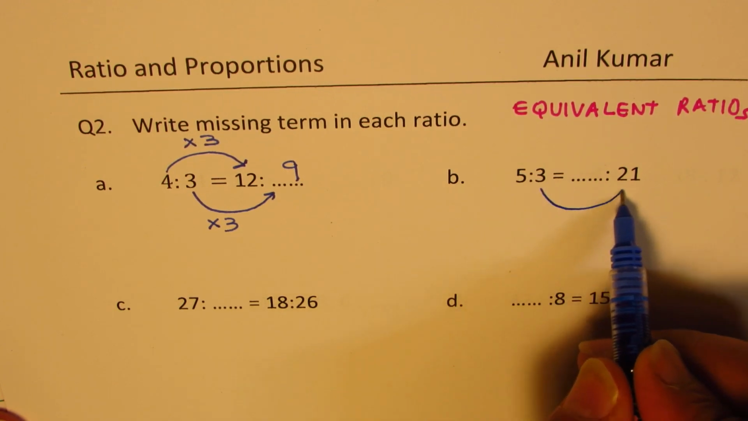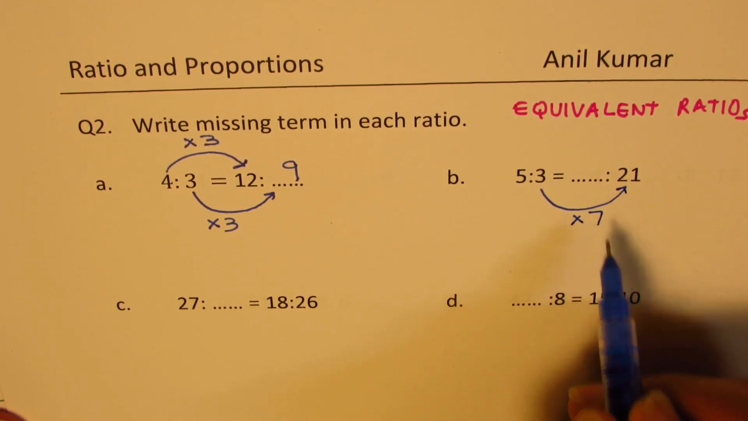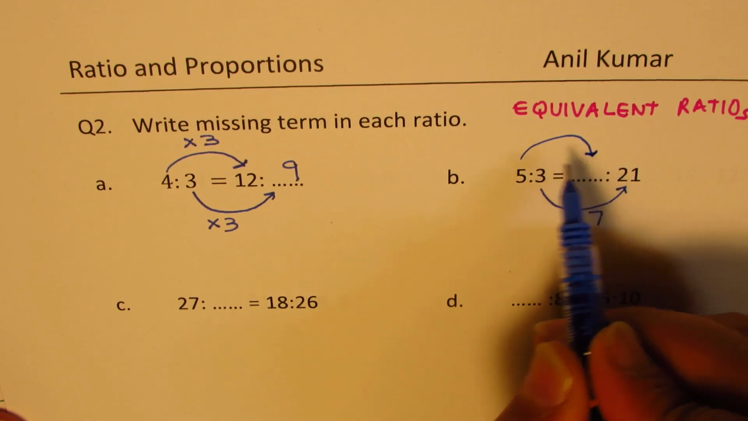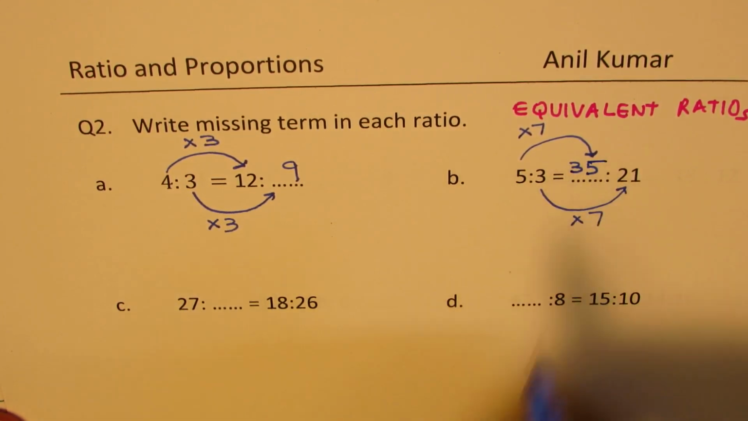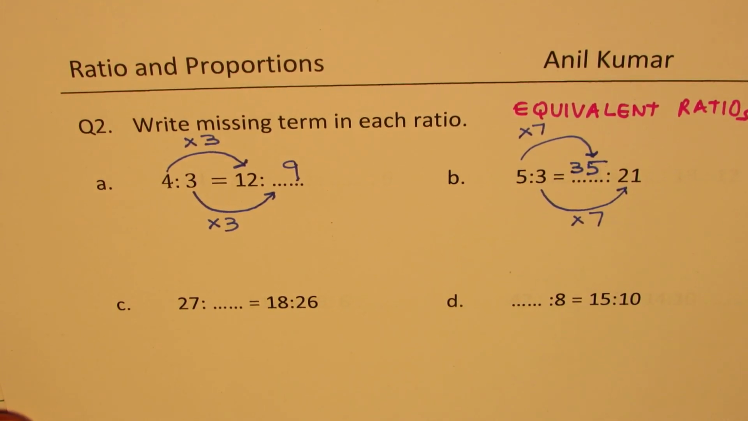Now how do I get 21 from 3? Well, times 7. So I have to do times 7 to 5 also to get this answer, which is 35. Clear? So that is how you should be doing it.